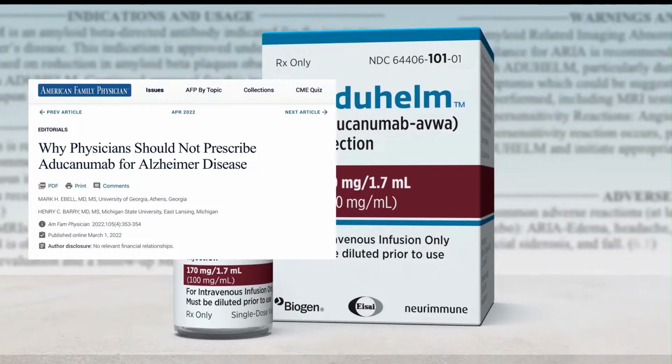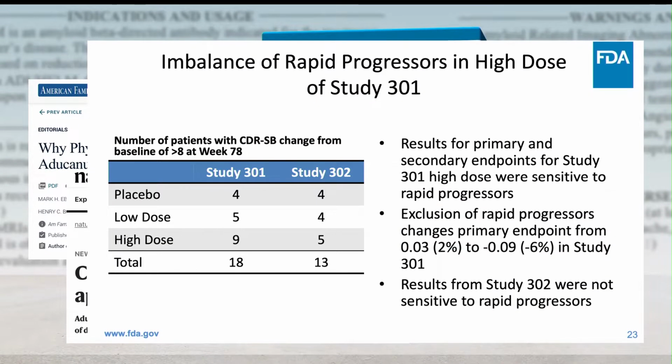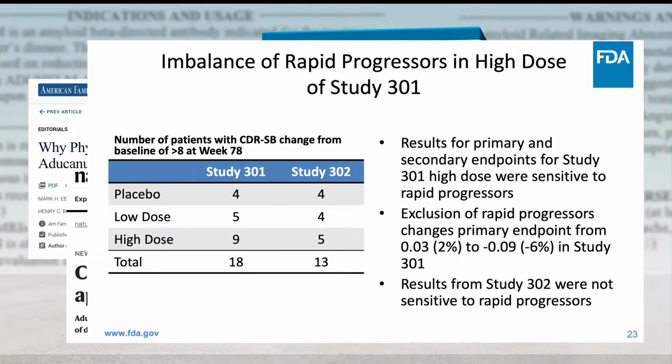Some clinics officially announced that they're not going to prescribe aducanumab to older adults. And there are many discussions that we should stop using aducanumab. Yeah, so there's much controversy behind this aducanumab. And the reason is that there's a story behind it.